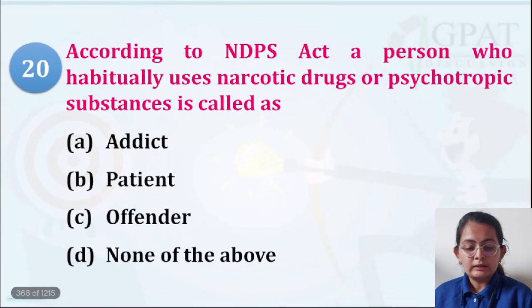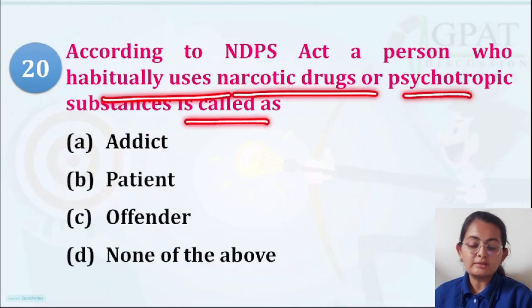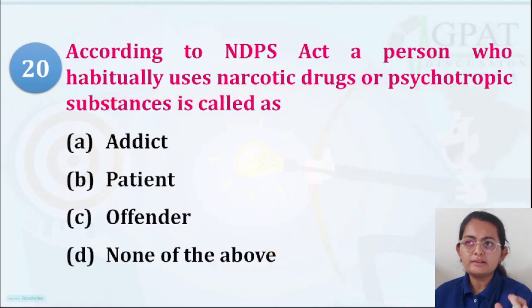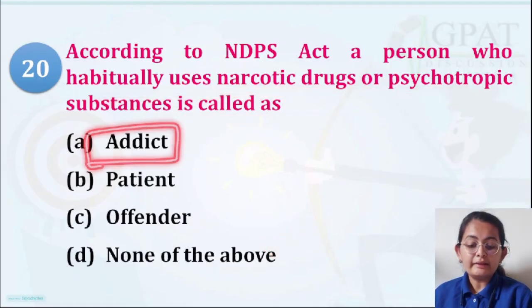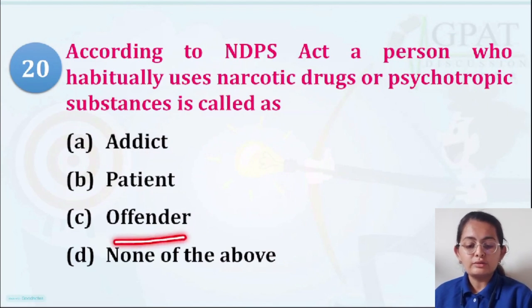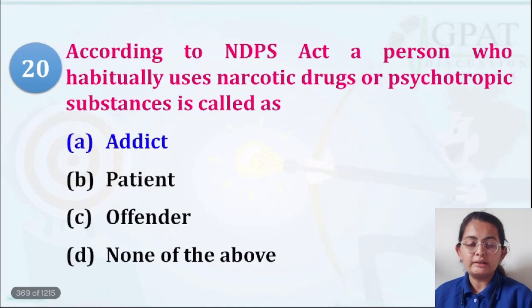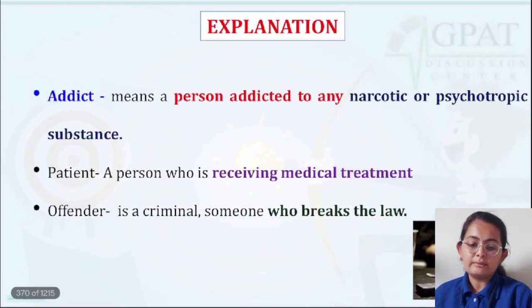Then the last question is, according to the NDPS Act, a person who habitually uses a narcotic drug or psychotropic substance is called what? Addict, patient, offender, or none of the above. You must be knowing this, right? Addict is the correct answer and not offender. An offender is somebody who breaches, in the sense breaks, any criminal law. So addict is very much the correct answer for this, that is a person who gets habituated to a particular drug. That's why option A will be our correct answer.